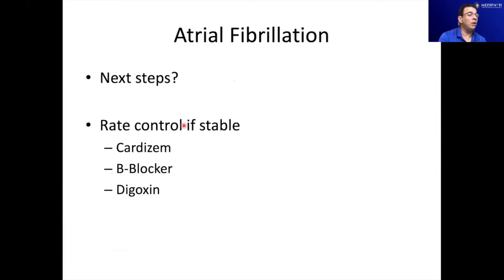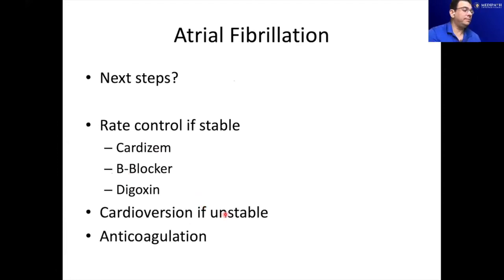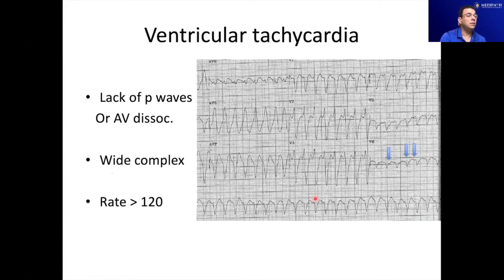Treatment is rate control, again, similar to a flutter, and cardiovert if they're unstable. And these patients, if they're in it for a prolonged period of time, more than 48 hours, you should anticoagulate because the risk of clots can go up. And that depends on their risk factor, whether we use aspirin or the different anticoagulants, the novel anticoagulants or Coumadin.